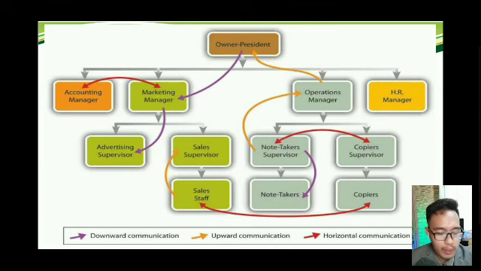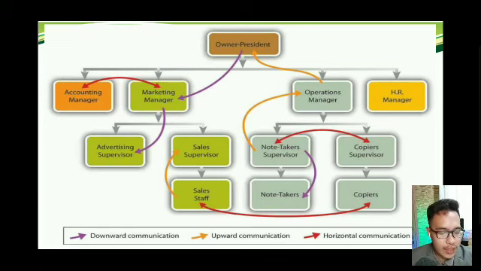Let's focus on the upward communication, which is presented by the yellow arrows. Let's focus on the sales staff. As you can see, the sales staff communicates with the sales supervisor. So that is an example of an upward communication flow. Or the note taker supervisor, as you can see in the diagram, communicates with the operations manager. So that is an example of an upward communication flow.